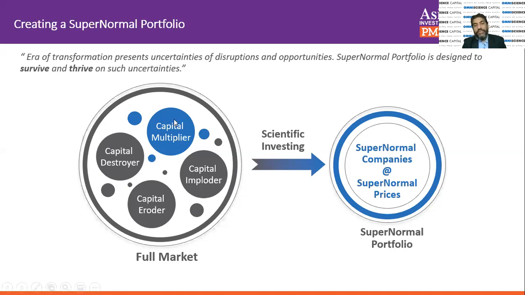But from this capital multiplier portfolio, you could actually pick a set of supernormal companies at supernormal prices, which means at a discount to the intrinsic value. A diversified portfolio with multiple sectors in there, and no single company becoming a very large portion of your portfolio. That is what we call a supernormal portfolio. So this is the secret of our scientific investing.